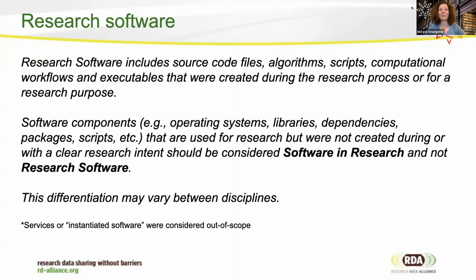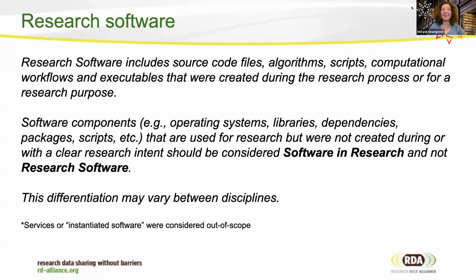Thank you, Dan. I'm going to start with the research software. Within the work of FAIR for research software, we have defined research software in a certain way that you see on the slide. Research software includes source code files, algorithms, scripts, computational workflows, and executables that were created during the research process or for a research purpose. And we differentiate that from software in research. We kept out of scope services and instantiated software.